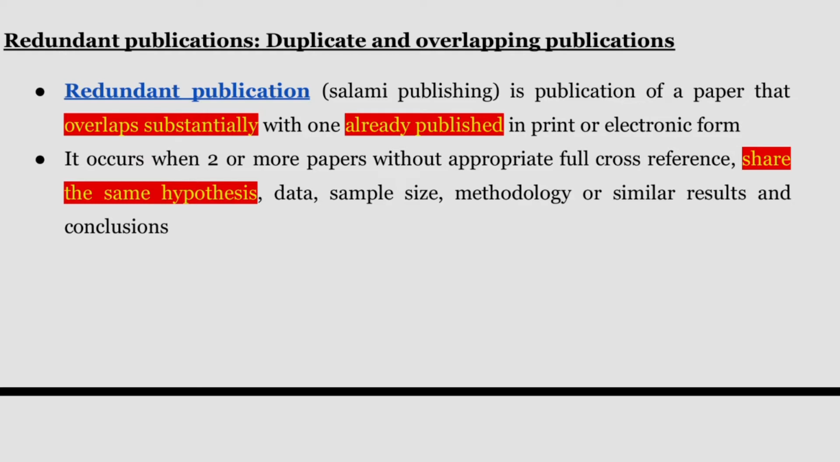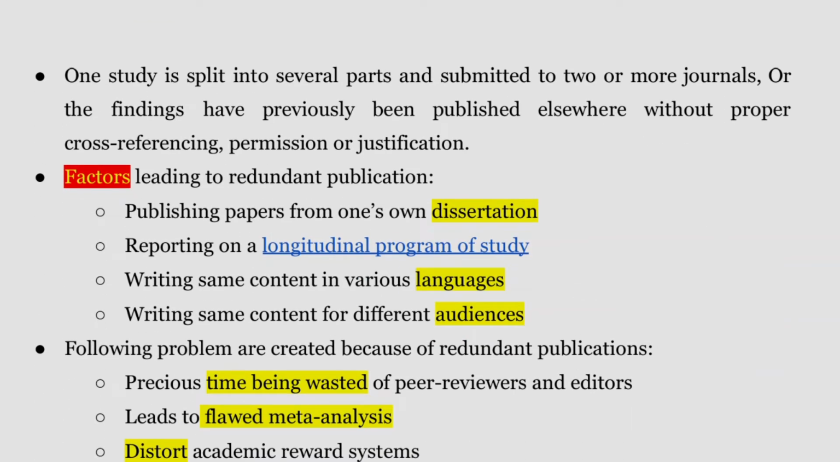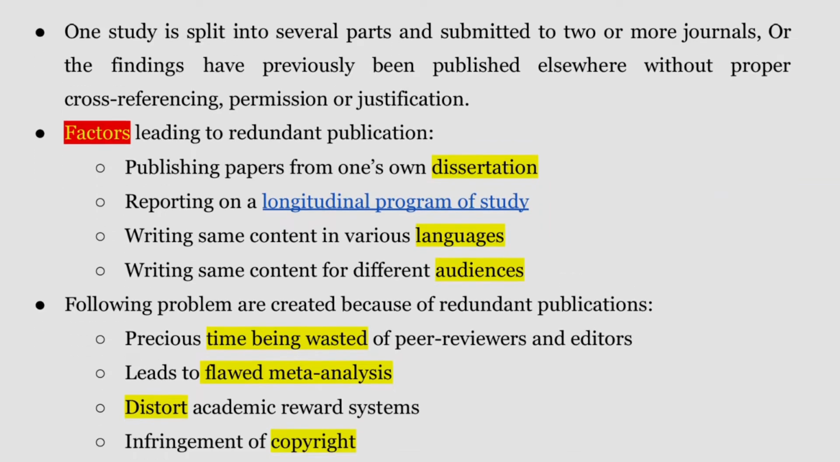Redundant publication is the publication of a paper that overlaps substantially with one already published in print or electronic form. It occurs when two or more papers, without appropriate full cross-reference, share the same hypothesis, data, sample size, methodology, or similar results and conclusions. One study is split into several parts and submitted to two or more journals, or the findings have previously been published elsewhere without proper cross-referencing, permission, or justification.